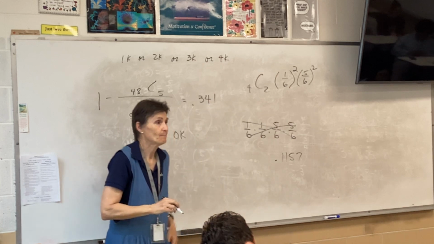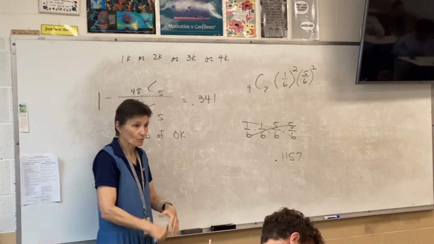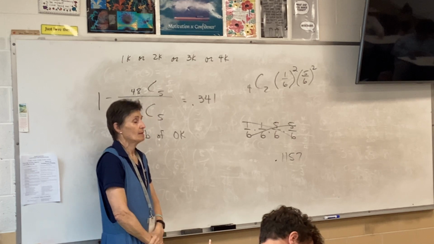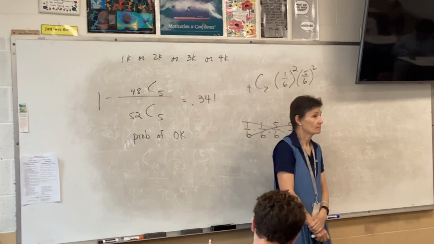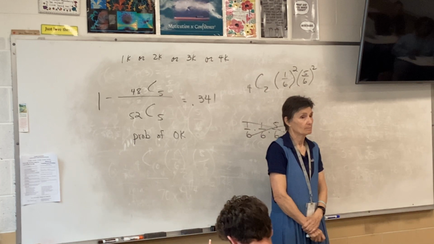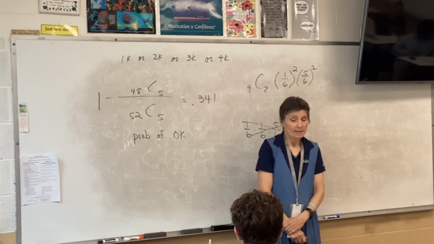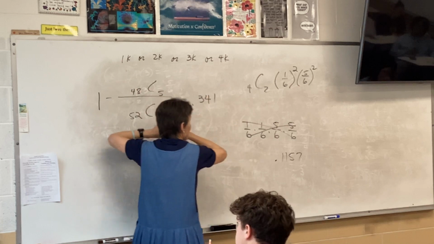Anybody else get that? Yeah, you saw it. So there's about a 34% chance that you'll get a hand with at least 1 king in it. If you want to do it this way, you absolutely can.